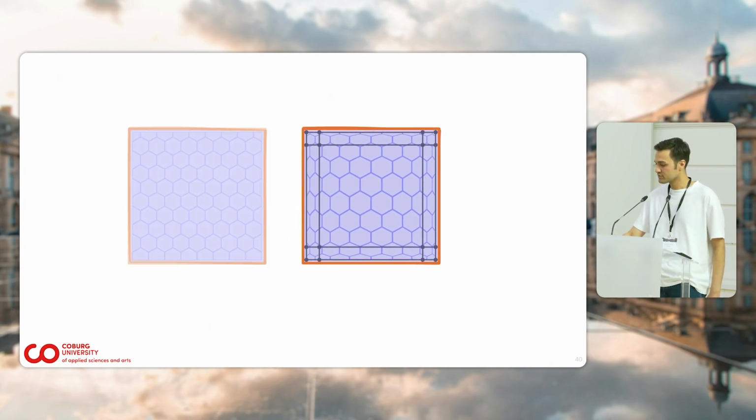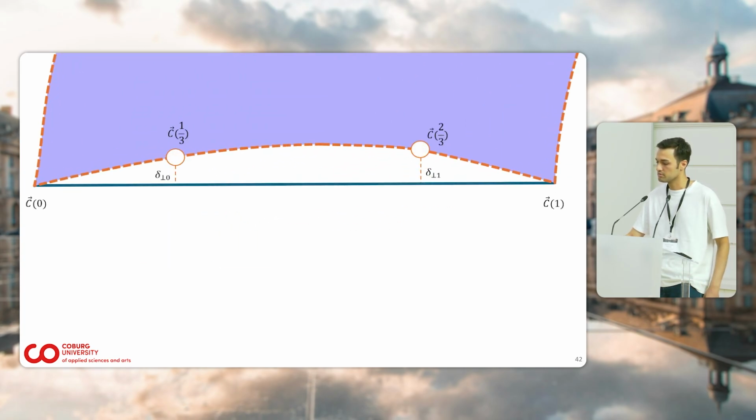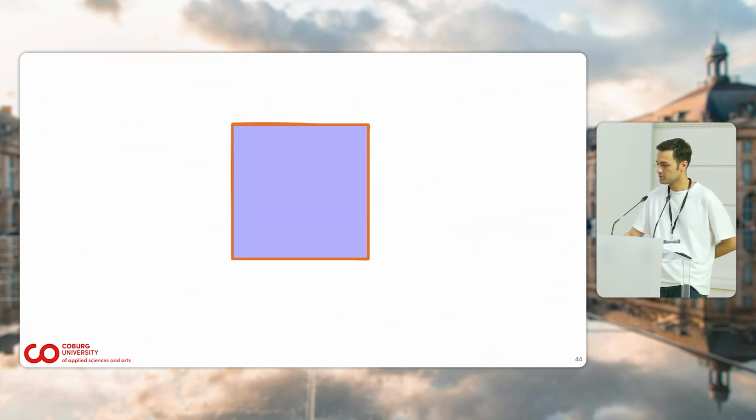Now, in order to solve that, we could go back to our curve, for example, and this time we also evaluate the line at the very same points, 1/3 and 2/3. And this time we do not only calculate the orthogonal distances, but also the parametric distances. They look a little bit different, and we have to apply the very same thing also to the inner tier. And by doing that, what we will get is the following thing.